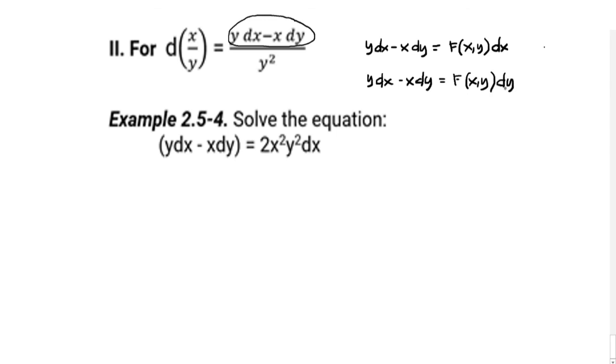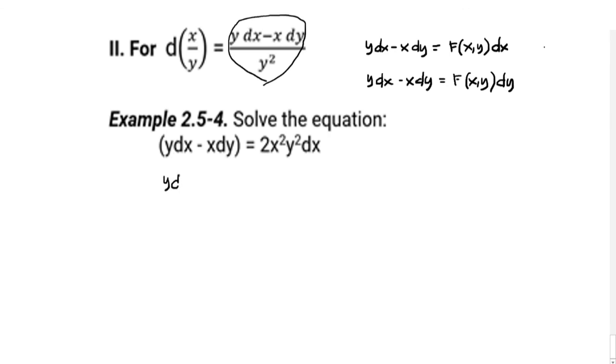Let us now apply this integrating factor to our example 4. Solve the equation y dx minus x dy is equal to 2x squared y squared dx. You notice the left side is now y dx minus x dy. So that is the numerator of our common integrating factor. Therefore, we can solve this problem using this common integrating factor. We are going to rewrite the left member into this rational expression.